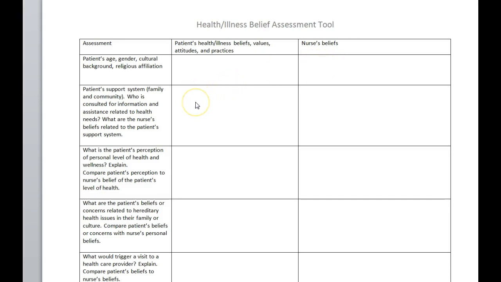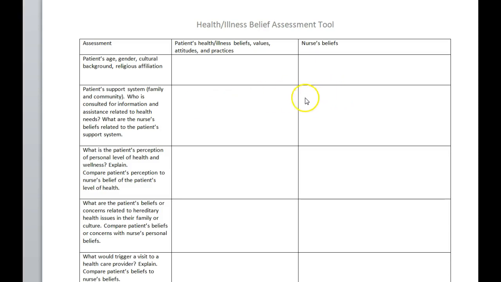Then you go to the next one, and you're looking at who is the family, the person you're talking to, go to for help. Who do they consult for information and assistance related to health needs? Sometimes it's a family member, it could be a friend who's a physician, it could be the head of the church, or if it was Native American, it could be the leader or the chief.